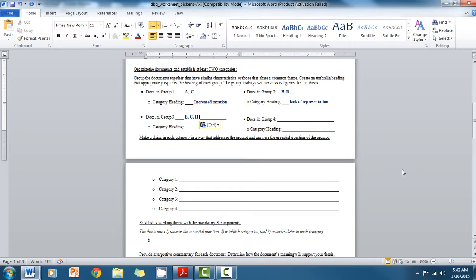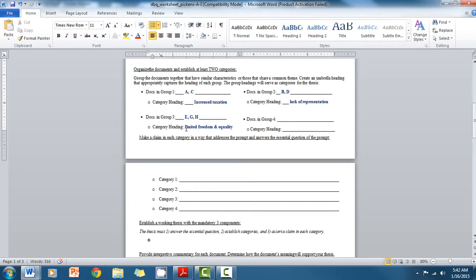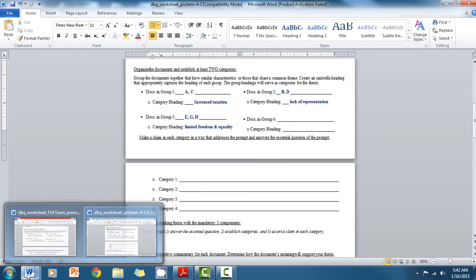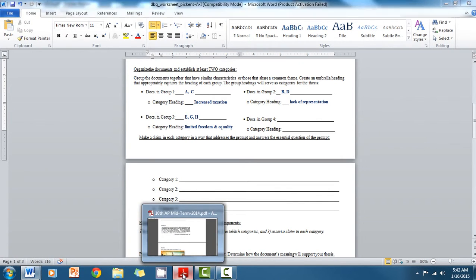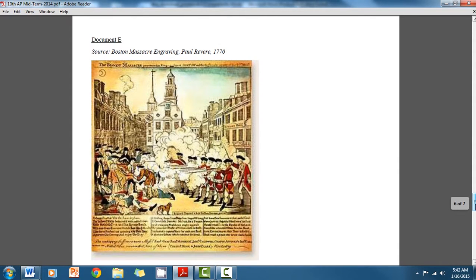Documents E, G, and H kind of clumped together here. And the more documents that you add in a category, the broader the category is going to be. I mean, you're going to have to kind of expand the label so that it applies appropriately to all of the documents. But E, G, and H tended to have some kind of theme here of either limited freedom, limited equality, or some kind of restriction.